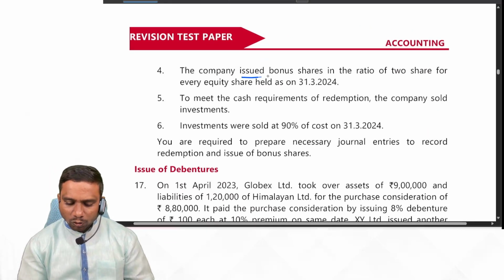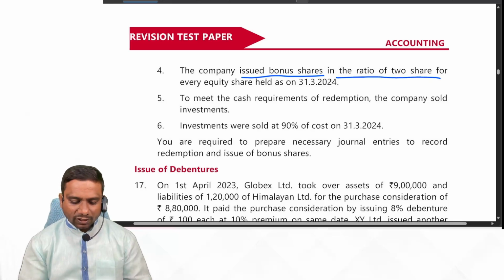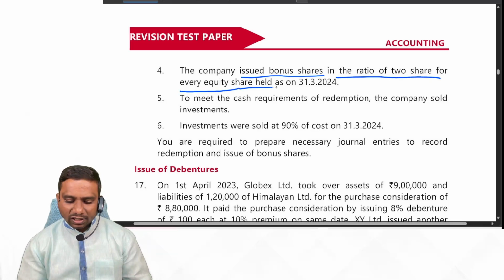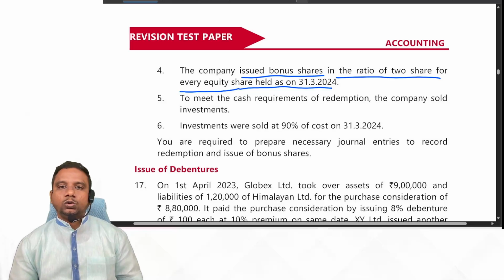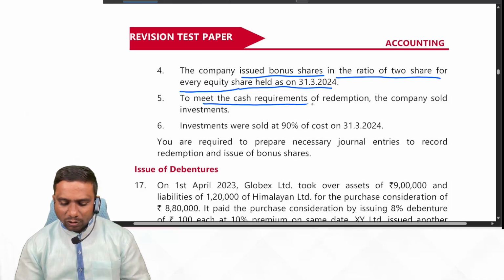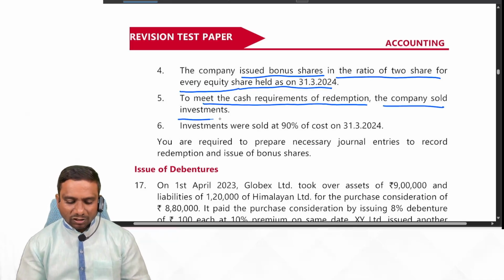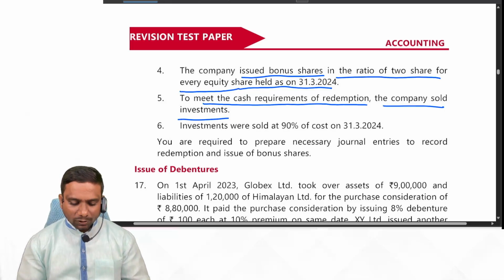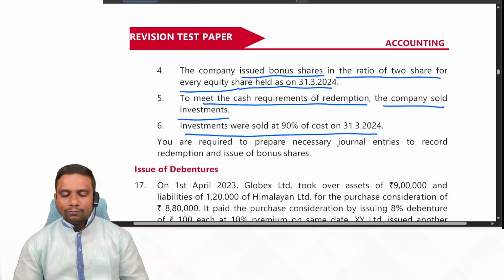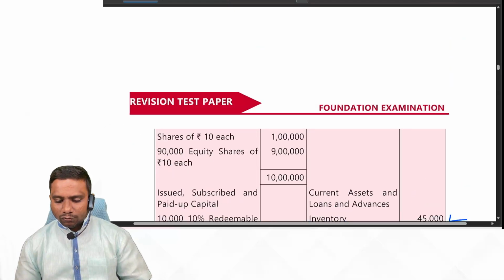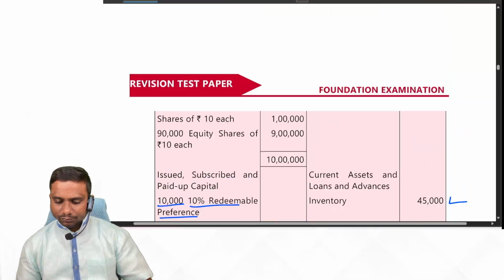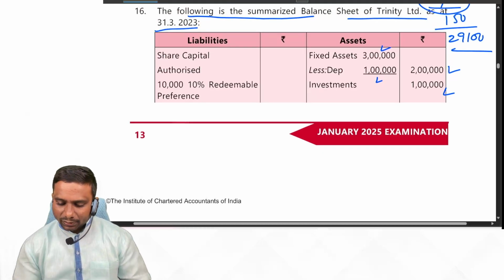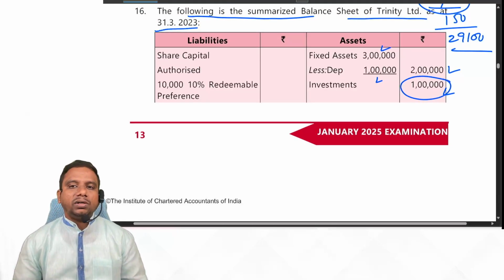The company issued bonus shares in the ratio of 2 shares for every equity share held. So they have issued bonus shares. To meet the cash requirements of redemption, the company sold investments, because we need funds now. Investments were sold at 90% of cost. First of all, tell me the cost value of investment? 1 lakh. So sold at 90%, that is 90,000 rupees, a loss of 10,000.